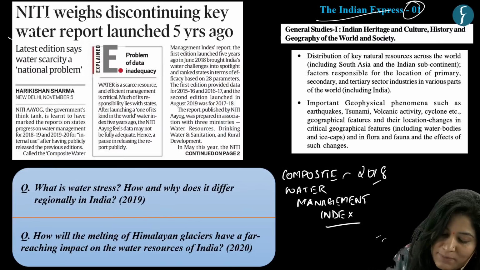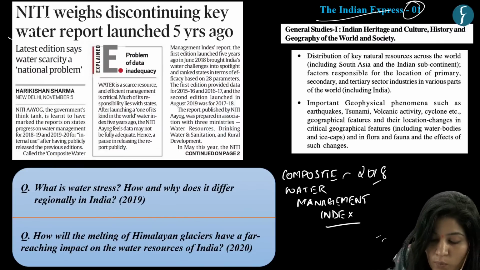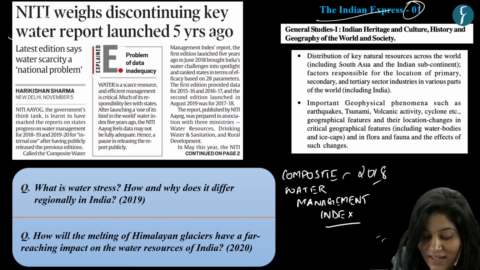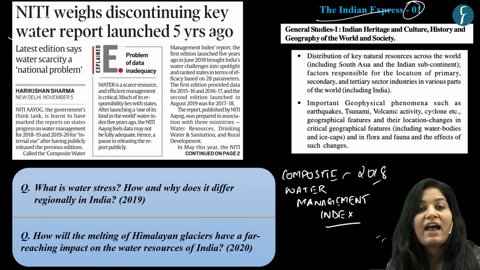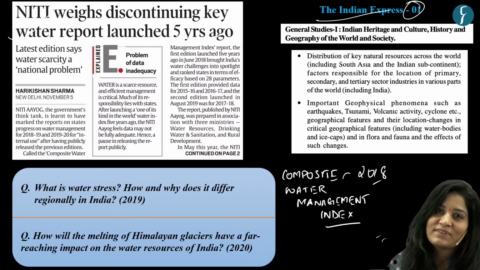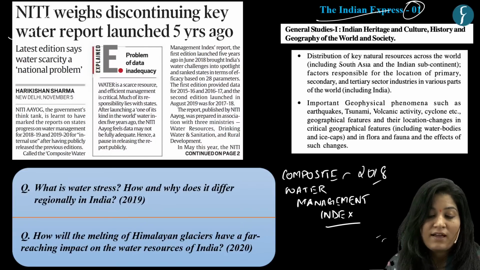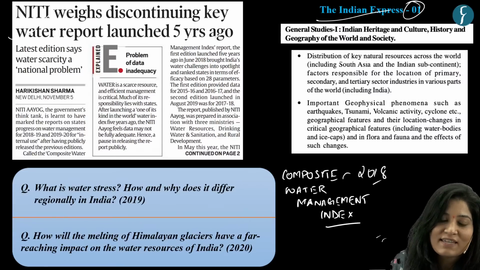As in the syllabus, they have mentioned distribution of key natural resources across the world, including the Indian subcontinent. And it is also important under geophysical phenomena and from your paper 3. Now, why is this theme important? Because UPSC has been asking questions based on the same.